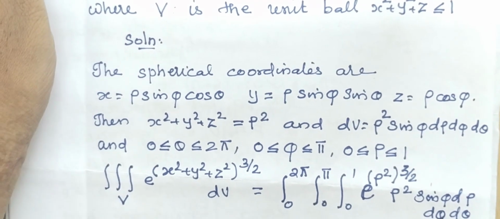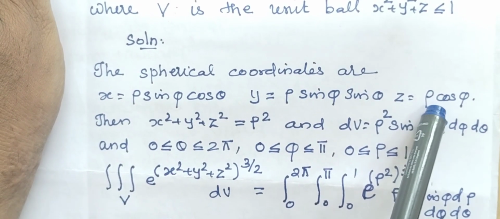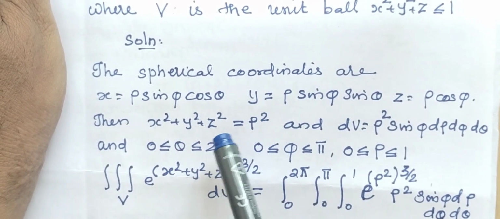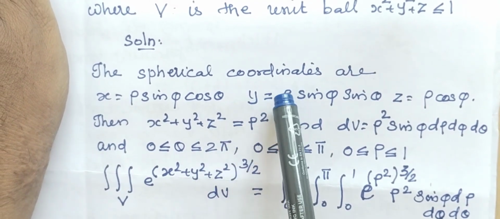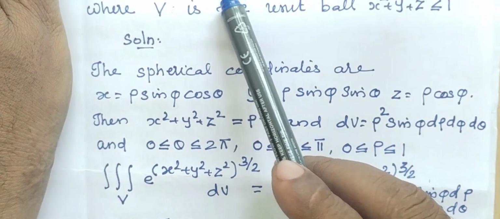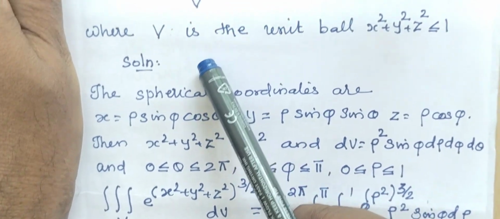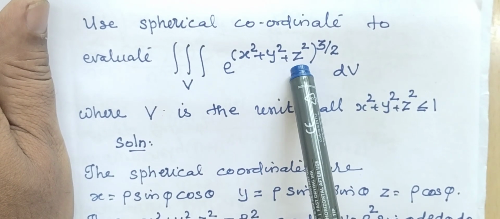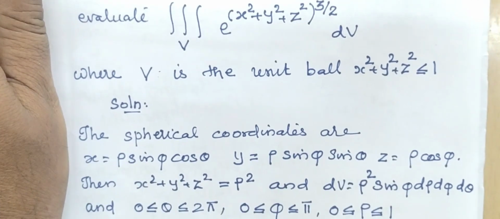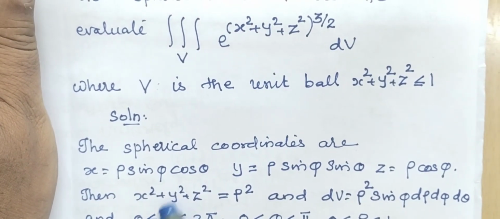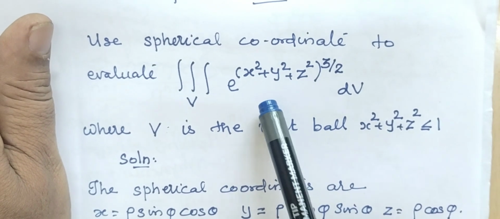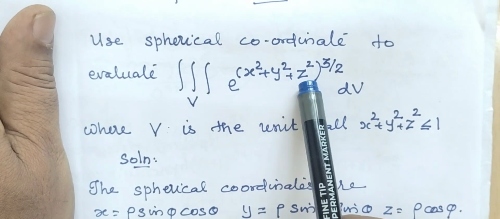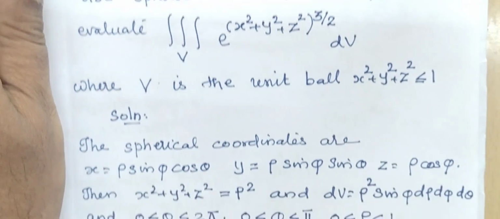What is cylindrical coordinates? Here we use z is equal to z only, and r sin theta and r cos theta. So spherical coordinates are used to evaluate triple integrals. If the question contains the expression x square plus y square plus z square, then we can use these spherical coordinates to evaluate that integral. In our question, this is one example. This question also contains x square plus y square plus z square, so we can use the spherical coordinates.